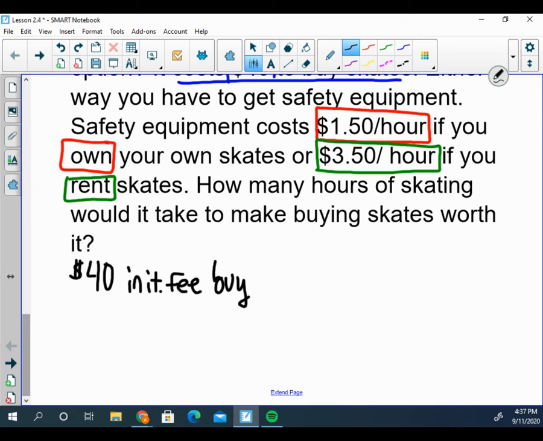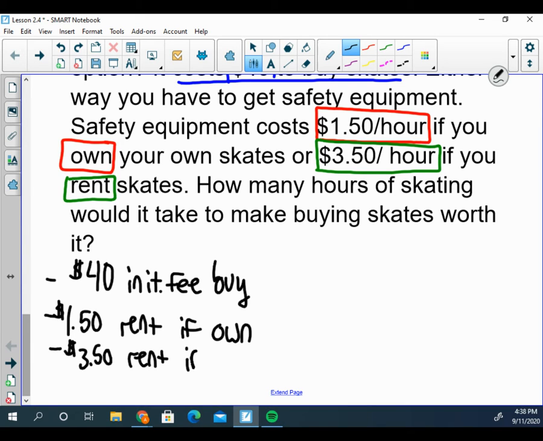Okay? Notice, I'm going to come back to that. One-time fee. It's $1.50 an hour to rent the safety equipment if we own. And again, $3.50 an hour to rent if we do not own. So if we're just renting. Okay.